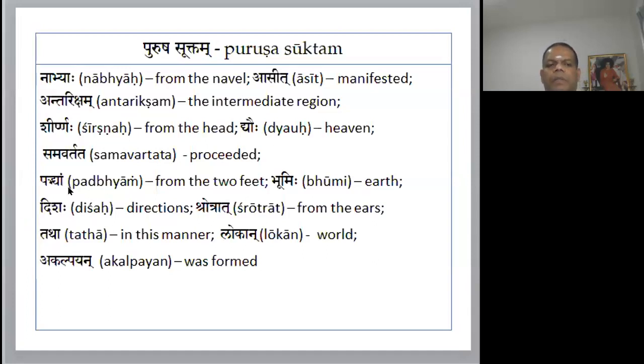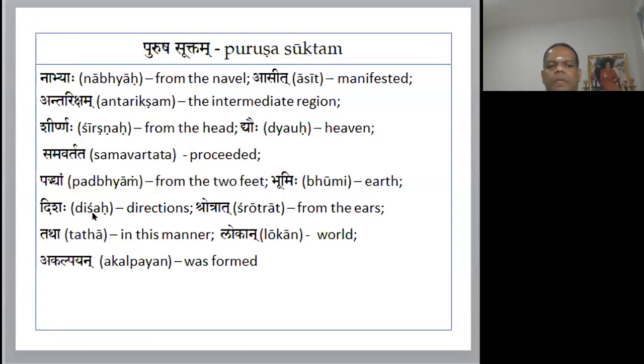Padbhyam. Padbhyam means from the two feet. Pada means foot. Padbhyam is actually dual. In Sanskrit, as I had mentioned, it's singular, dual and plural. So this is actually the dual form of this noun, and fifth vibhakti, that's the fifth noun form. So the meaning of that is from the feet. So from the feet came bhumihi. Bhumihi is this earth. The bhumi came from his feet.